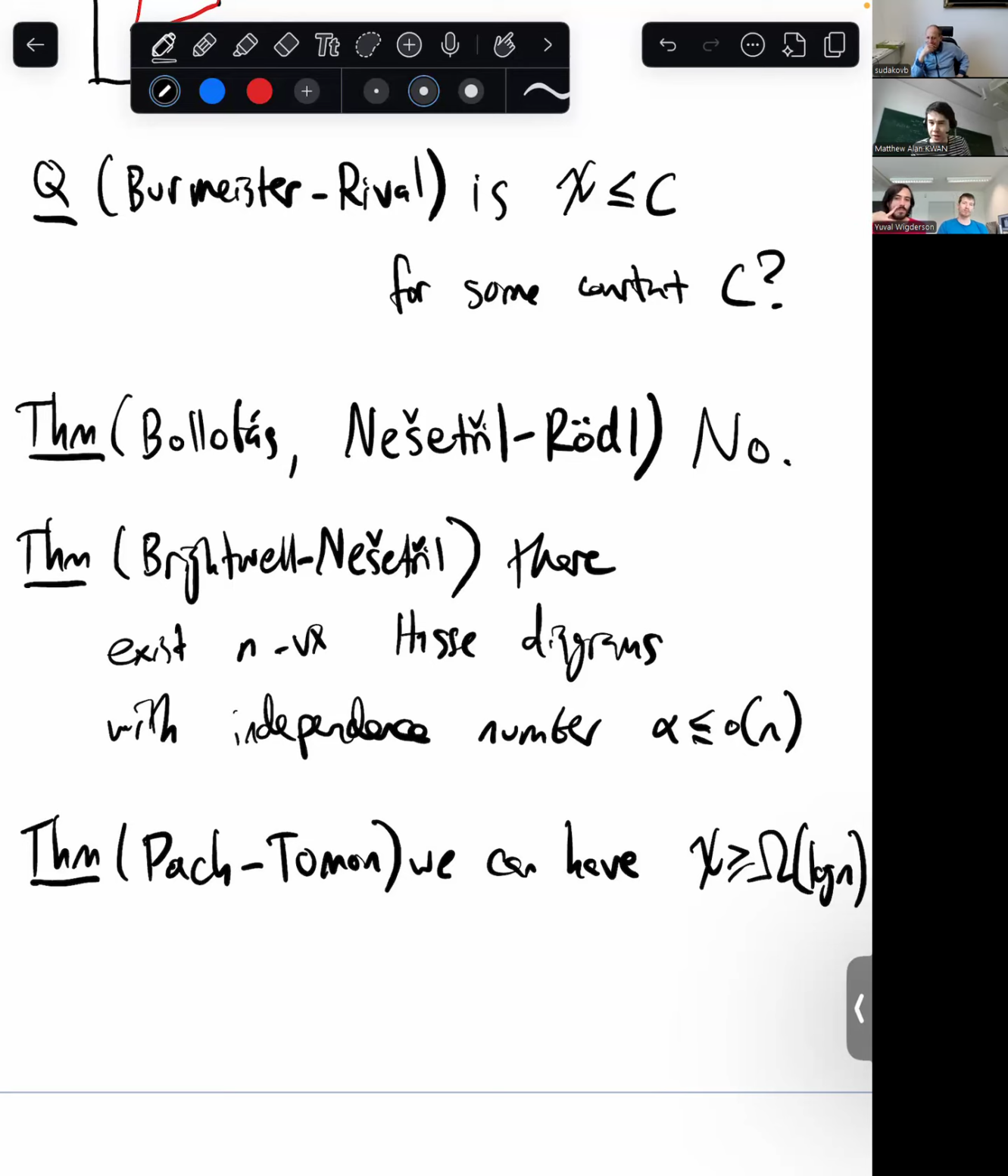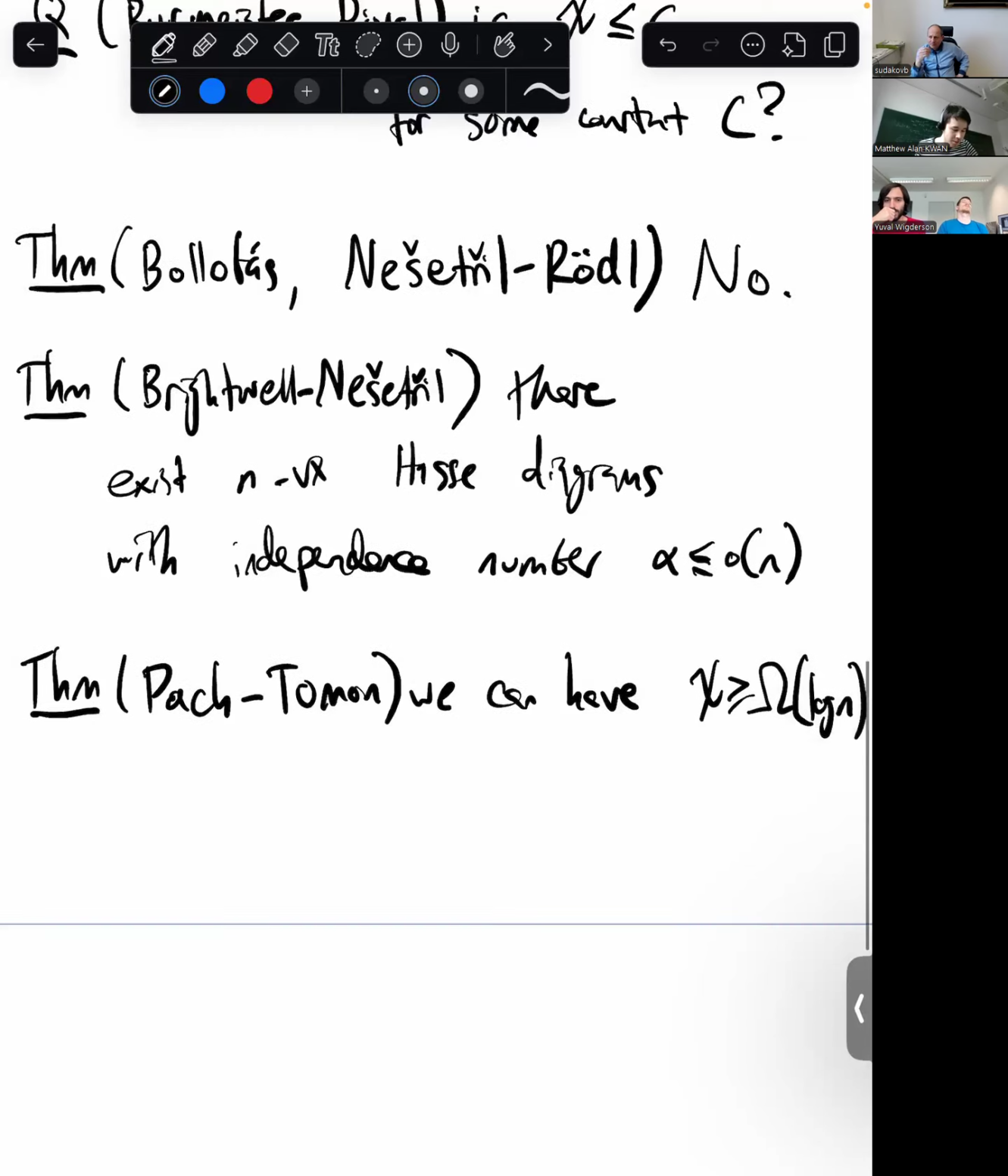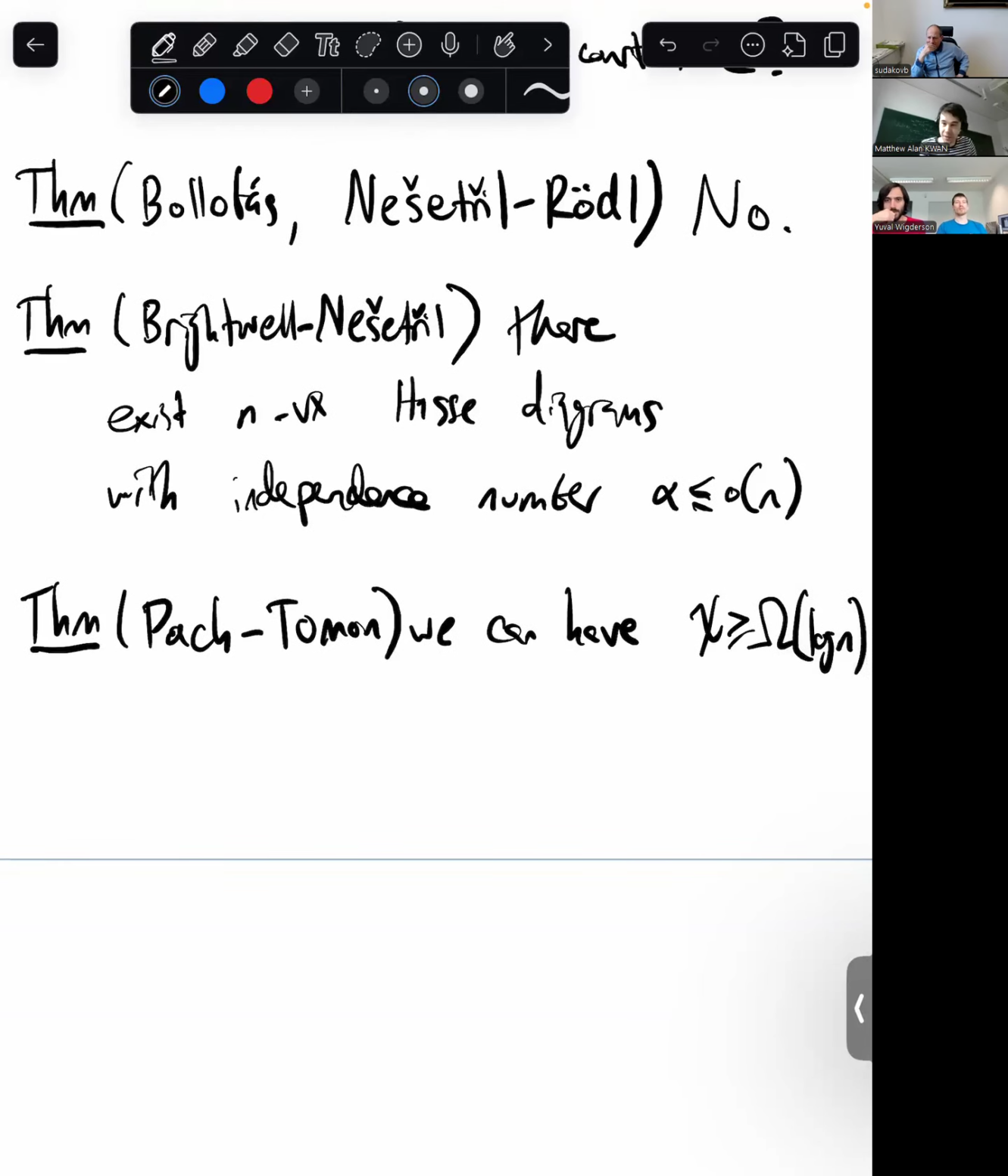And this was proved via the independence number. So this also proves the Brightwell-Nešetřil version of things, that the independence number is at most n over log n. But that's still pretty small. Log n is still a pretty small function of n.